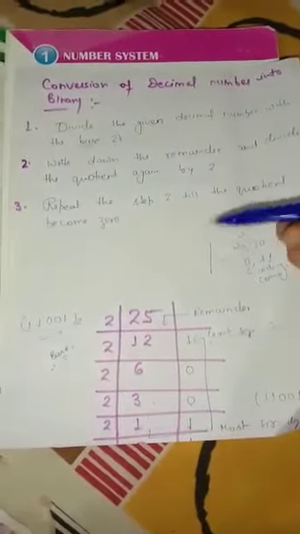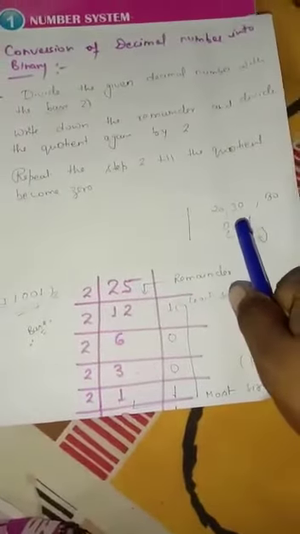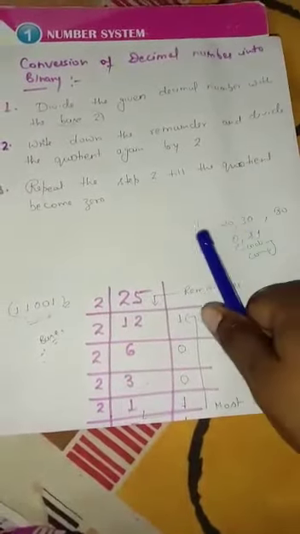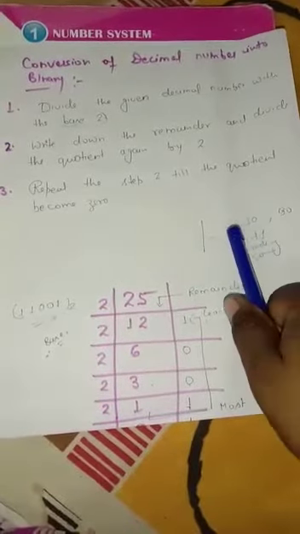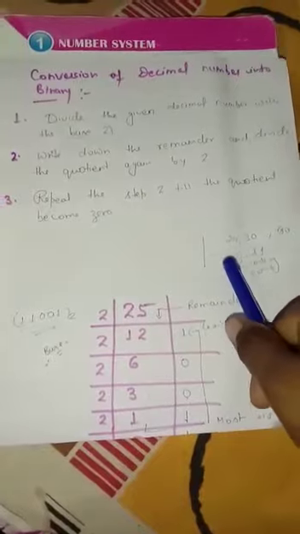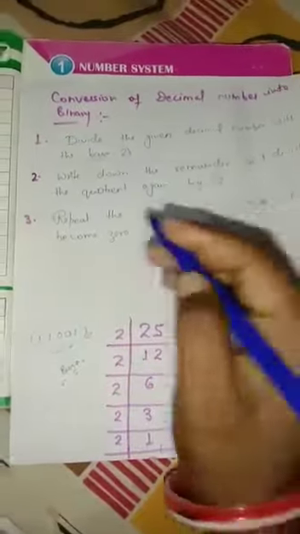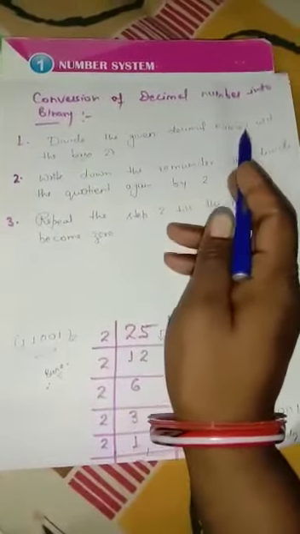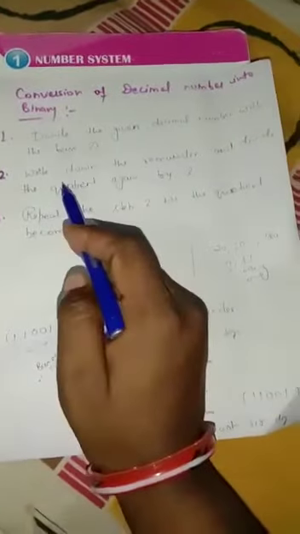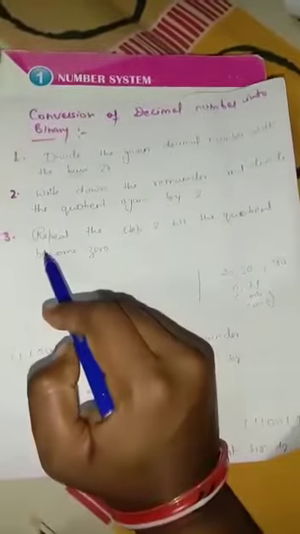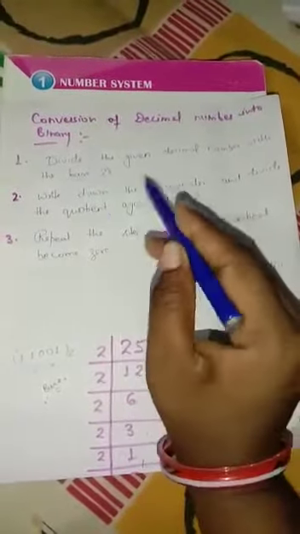Now the second thing is conversion of decimal number system into binary. So here we are going to see how we will convert decimal number system into binary. As you can see, 20, 30, 80, all these numbers are decimal numbers. Converting these numbers into the coding system, which is binary numbers, is the process of changing decimal numbers into binary. First, we will divide the given decimal number by the base 2. The second step is to write down the remainder and divide the quotient again by 2. Third is to repeat step 2 till the quotient becomes 0.